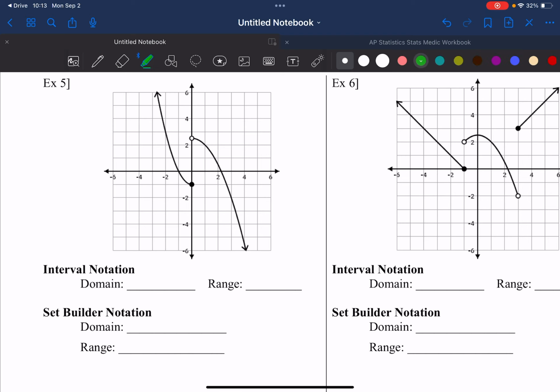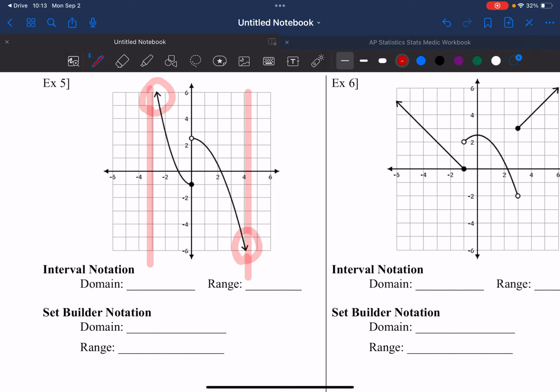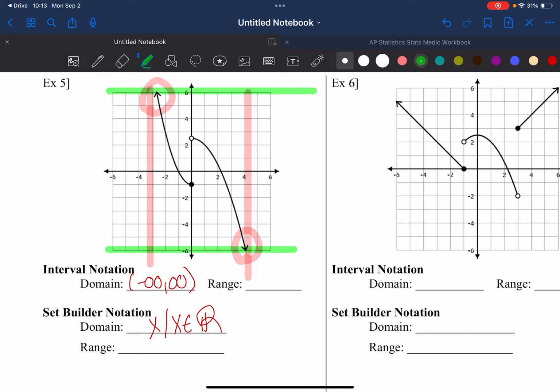Okay, same here with number 5. We have our domain with the arrows on either side. So that's going to be -infinity to infinity. And we write that as x such that x belongs to all real numbers. And then the range is going to be similar because we have those arrows going in either direction. So it's going to be -infinity to positive infinity, where y such that y belongs to the real numbers.